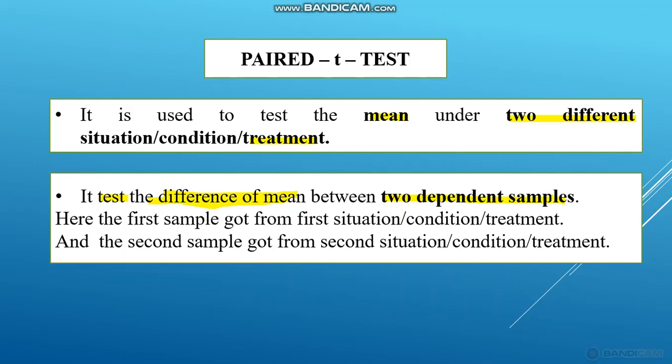So this is the application of the paired test. Here the first sample we will get from the first situation, condition or treatment. Similarly, the second sample we will get from the second situation, condition or treatment. So we will find the difference of mean between the first sample and the second sample. The most important point is that the paired test tests the difference of mean between two dependent samples.